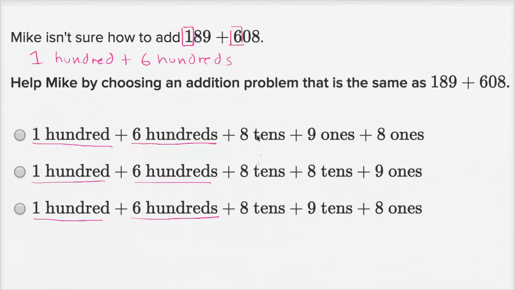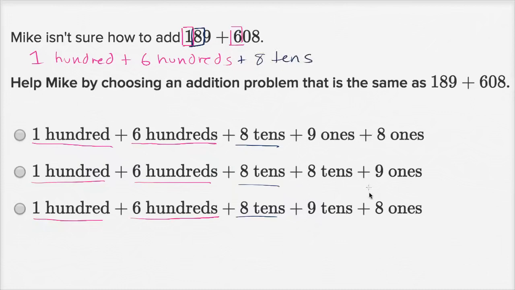And then all of them have 8 tens. So they're actually all looking pretty similar up to that point. They all have 8 tens. Where do they get that from? Well, in 189, this 8 is in the tens place. So it represents 8 tens. And then what else do they have?